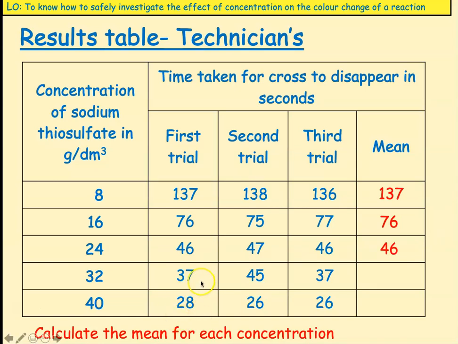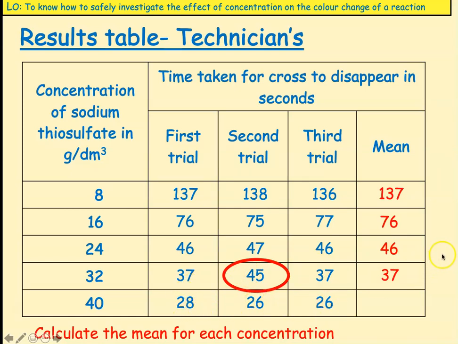Okay, in the next 3, we've got 37, 45 and 37. So what we need to do is ignore the 45 because it's so far different from the others, right? It's nearly 10 seconds more. So we're going to just add up the first trial and the third trial and divide by 2, and it's 37.